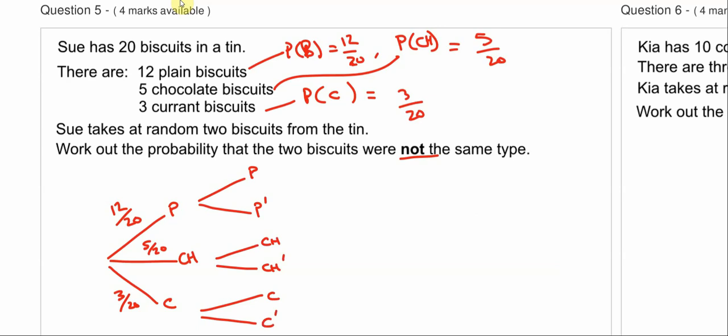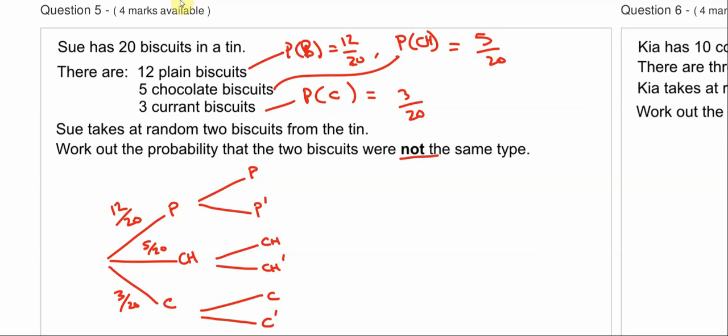The reason I've done that, one, it makes it neater. And two, well, we only care if they don't pick the same type. I don't care if they pick plain and then chocolate or plain and then currant. That's just going to be another calculation for me to do. And I can combine the chocolate and currants into one, which is just not plain. Hopefully you followed me along on that logic.